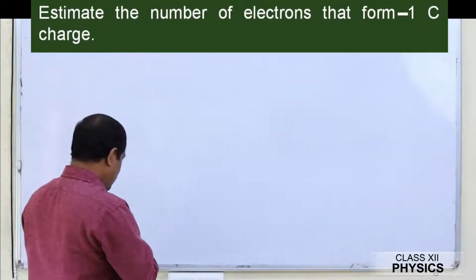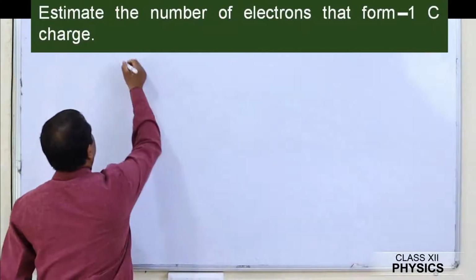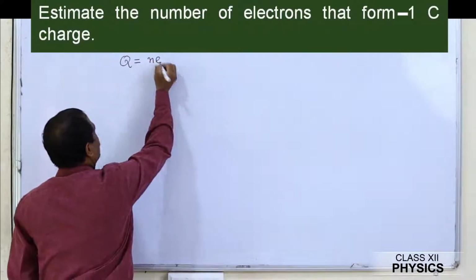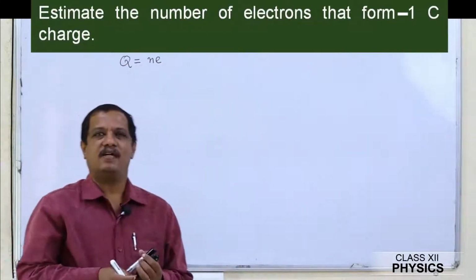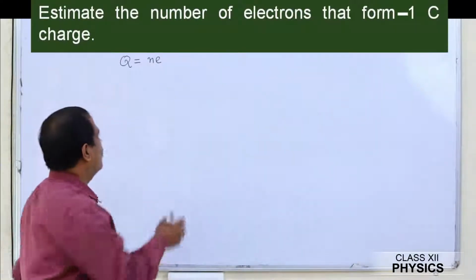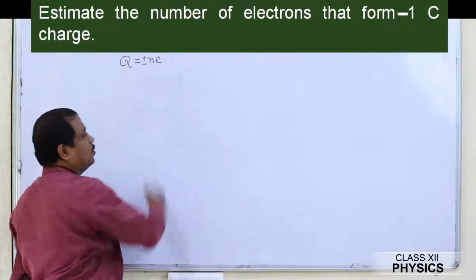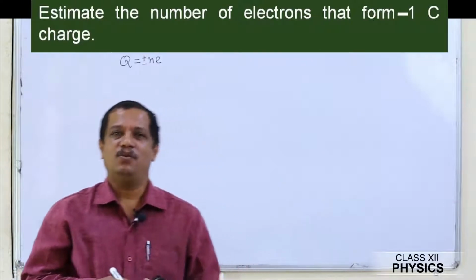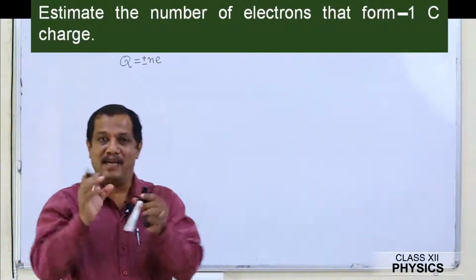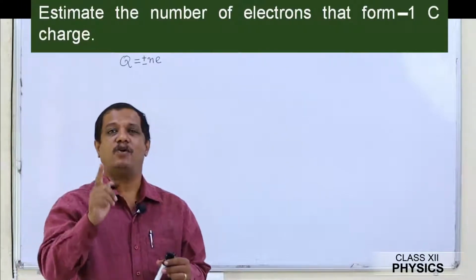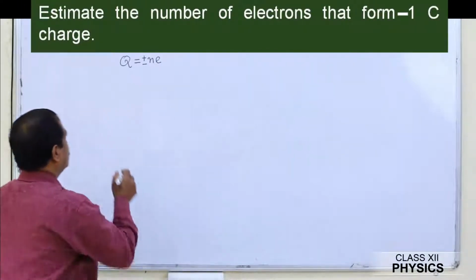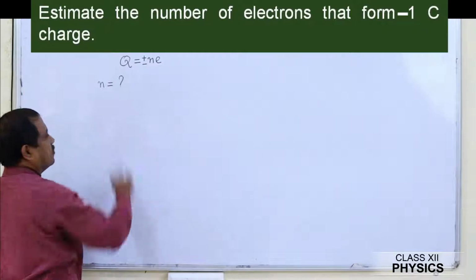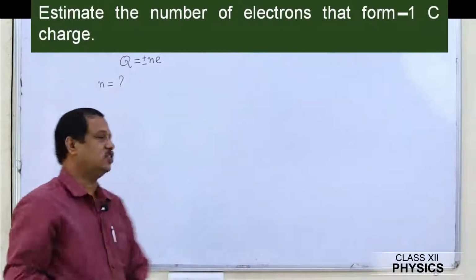So let's talk about the quantization of electric charge. In this case, we have studied that the total charge on any body is given as Q is equal to NE. Rather, I would say that Q is equal to plus or minus NE. Now, using this concept, let us try to estimate the number of basic charges, say electrons, required to make 1 Coulomb charge. The problem is, what is the number of electrons required to make 1 Coulomb charge?